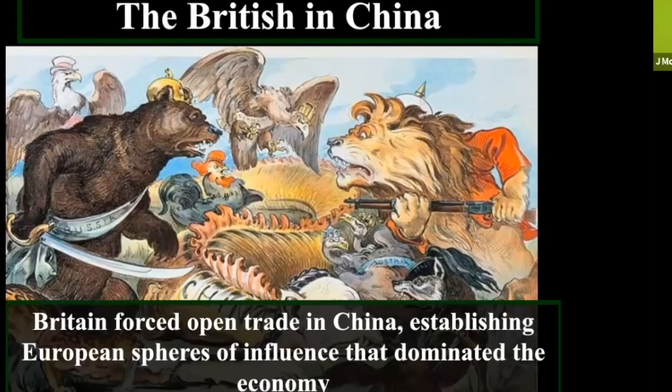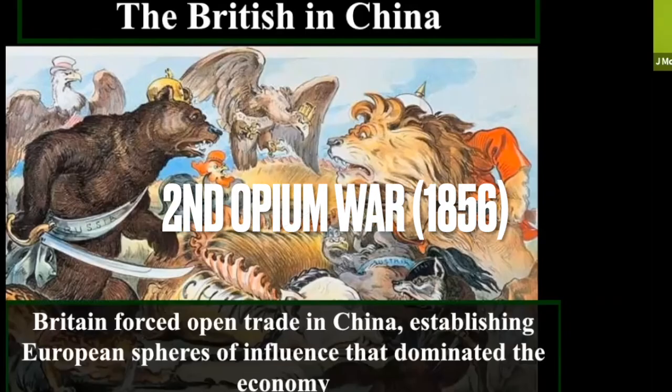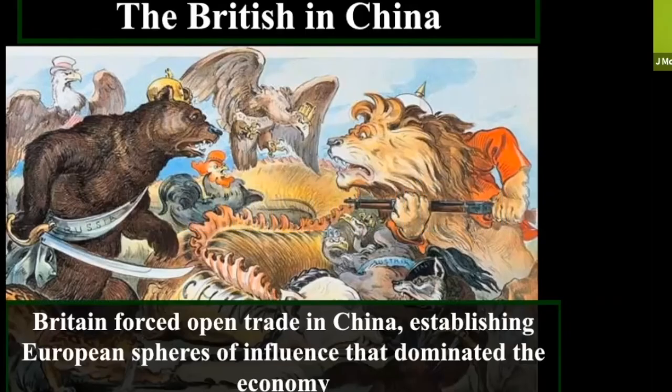Now, China, again, is going to fight against the opium trade in their country, thus leading to the Second Opium War in 1856. Again, the Chinese are going to lose this war. The French are involved during this war as well. And as a result of this war, harsher terms are going to be set against China.